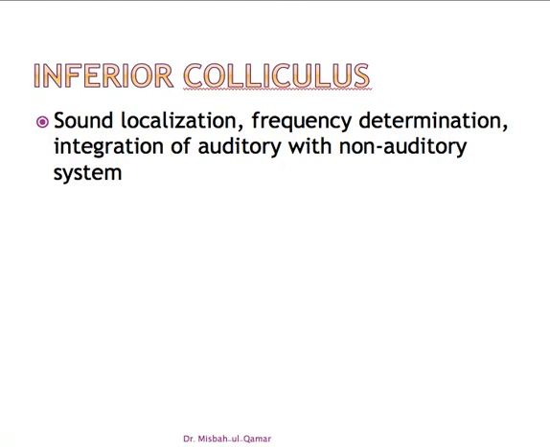Now, what about the cortical area? The cortical area gives projections to primary and secondary auditory cortex through the medial geniculate body.